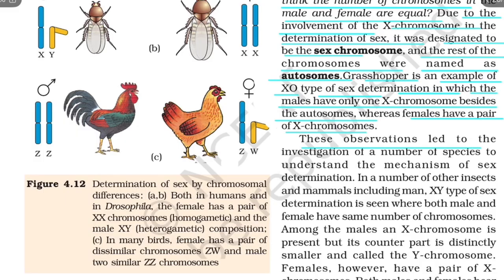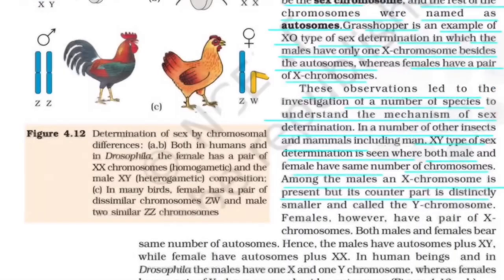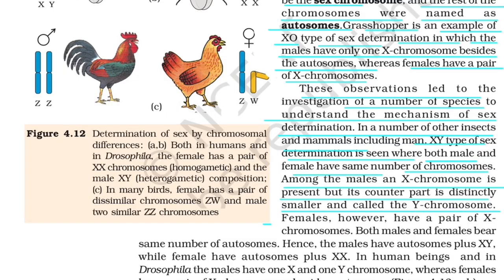These observations led to the investigation of a number of species to understand the mechanism of sex determination in a number of others, including mammals and man. XY type of sex determination is seen where both males and females have the same number of chromosomes. Among the males, an X chromosome is present but its counterpart is distinctly smaller and called the Y chromosome. Females, however, have a pair of X chromosomes. Both male and female bear the same number of autosomes, and the males have autosomes plus XY, while the females have autosomes plus XX in human beings.